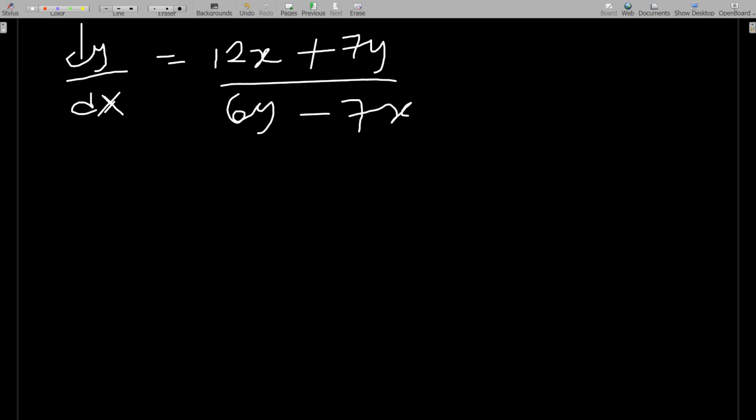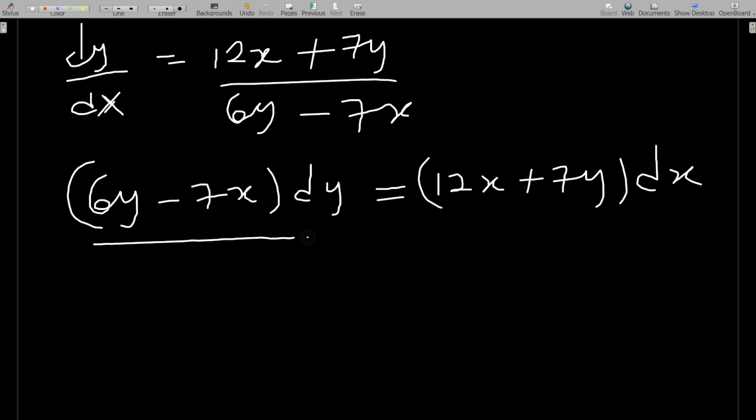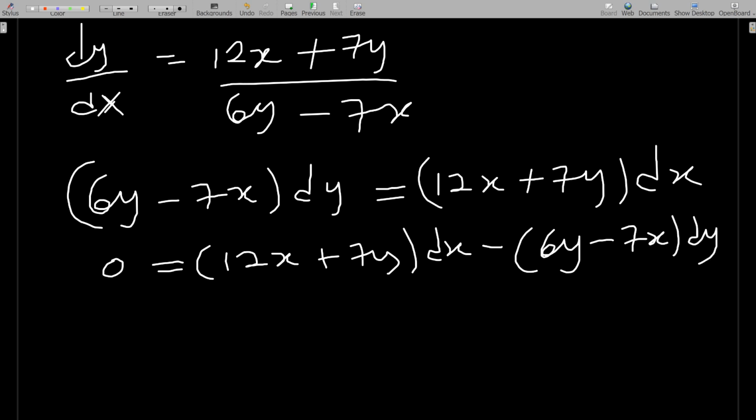I hope when I do cross multiplication you understand what I'm trying to do. (6y - 7x) dy should be equal to (12x + 7y) dx. This is very simple, right? If I pick this one and send it to the other side of the equation, I'll get 0 equals something. Let me rewrite it.